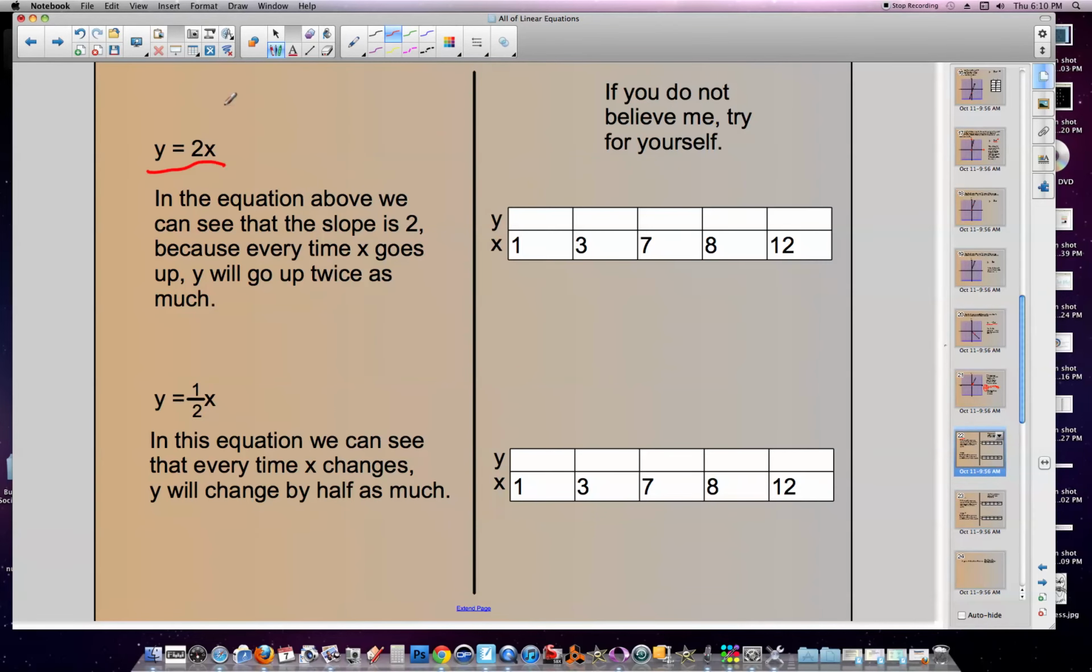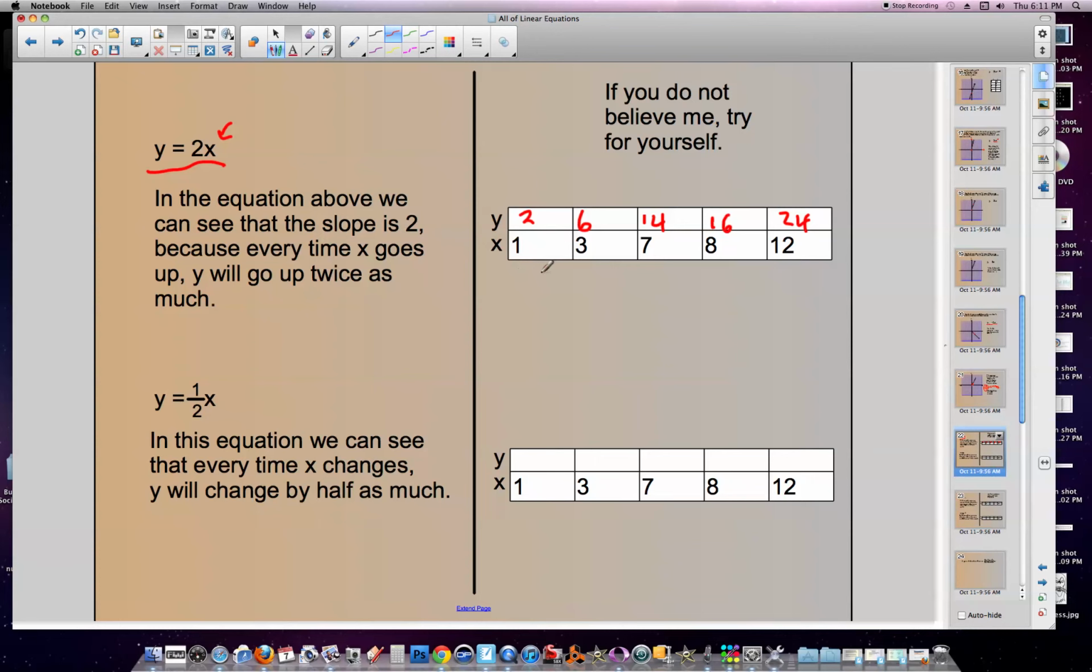If we take the function y equals 2x, we can see that every time our input changes, our output's going to change by twice as much because we're multiplying our input by 2. We can try this. If x is 1, then y is 2. If x is 3, that's going to be 6, right? And then I picked 7. Well, 7 times 2 is 14. And then I went to 8. Well, that's 16. And then I went to 12. That's going to be 24, right? I just multiplied each of these by 2 because that's what my function said to do.